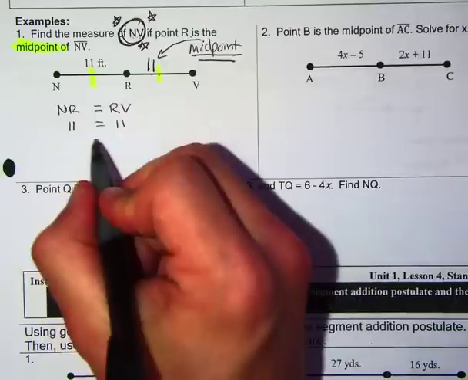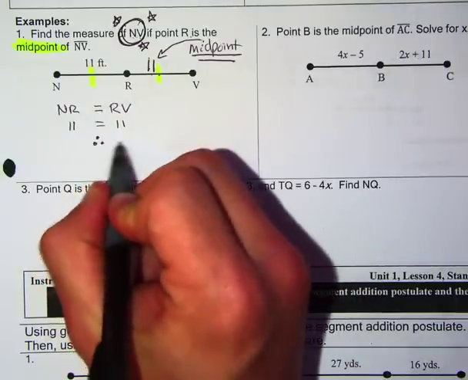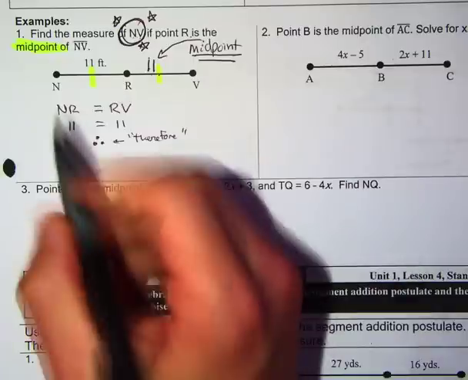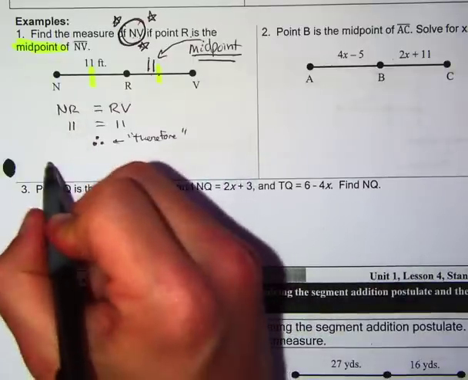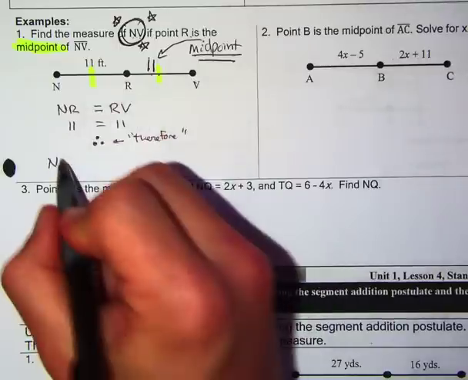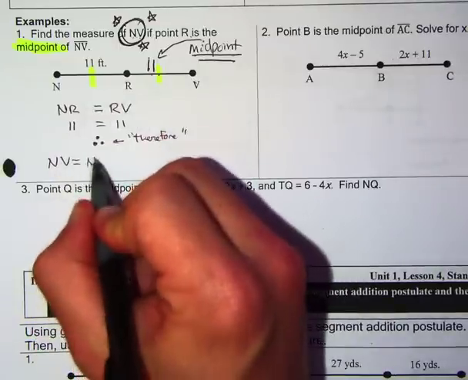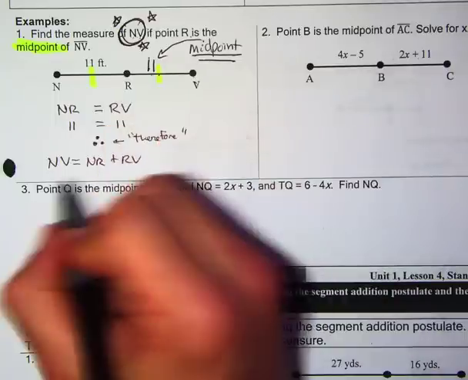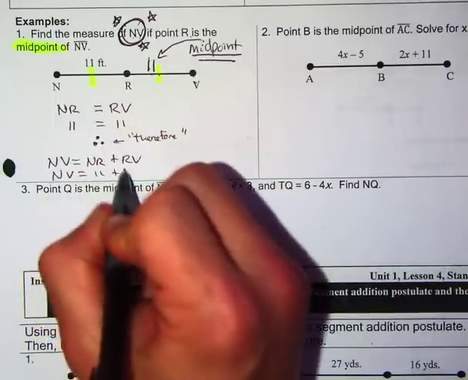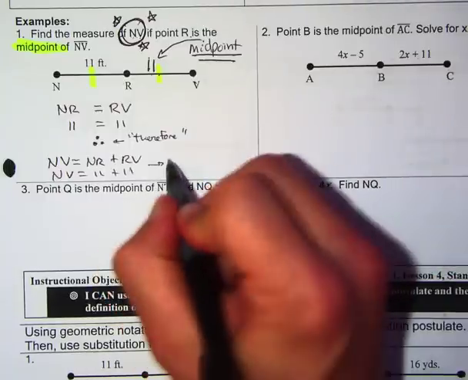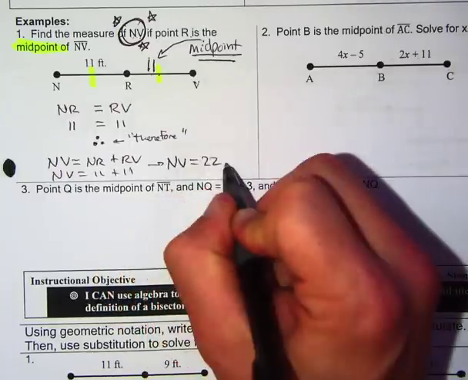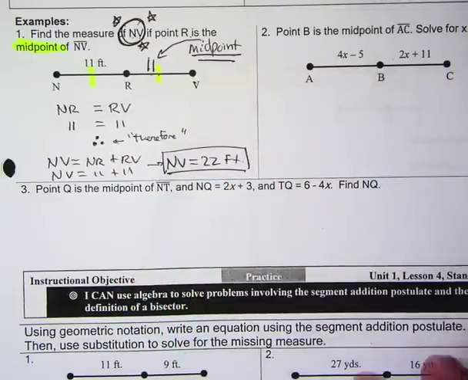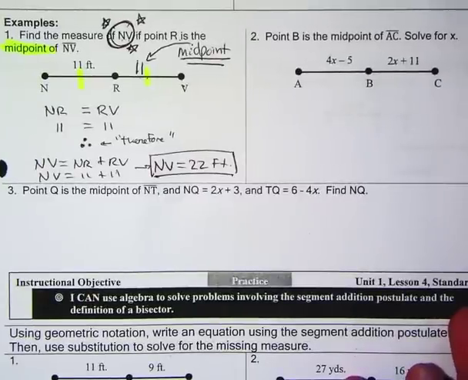So if that's what I'm really trying to do, these three dots right here mean the word therefore. I can say that the distance from n all the way to v is equal to the distance from n to r plus the distance from r to v. In other words, 11 plus 11. So the distance from n to v is 22, and in this case, feet. You can hit pause and try the next one.